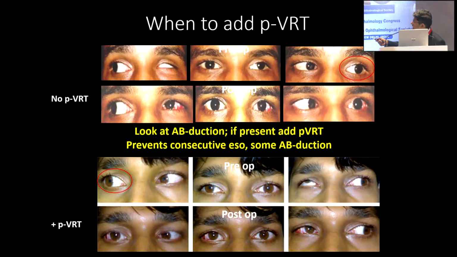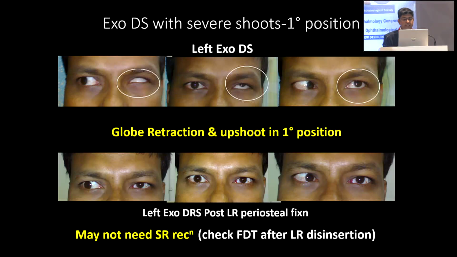You can see there is hardly any lateral rectus function here, but in this case there is good lateral rectus function. So there is a high risk that if I just eliminate my lateral rectus and do a periosteal fixation, I may develop a consecutive esotropia. So I need to do a transposition procedure along with that.